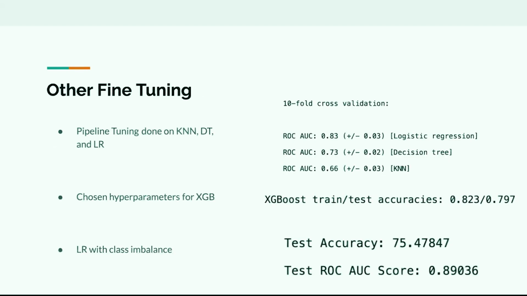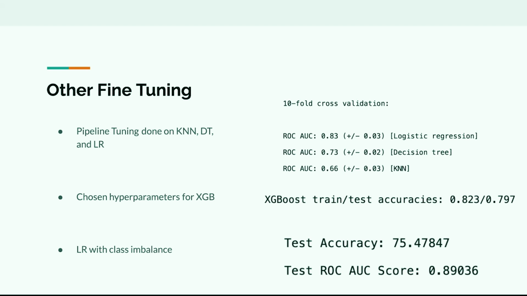We also did some other fine-tuning on some other different models to see if any of them could outperform our logistic regression model, which ultimately they did not. But we did pipeline tuning on k-nearest neighbors, decision tree, and our logistic regression model, in which case the logistic regression model stayed relatively the same. The other two went up, increased in AUC score, but ultimately did not surpass the logistic regression model.